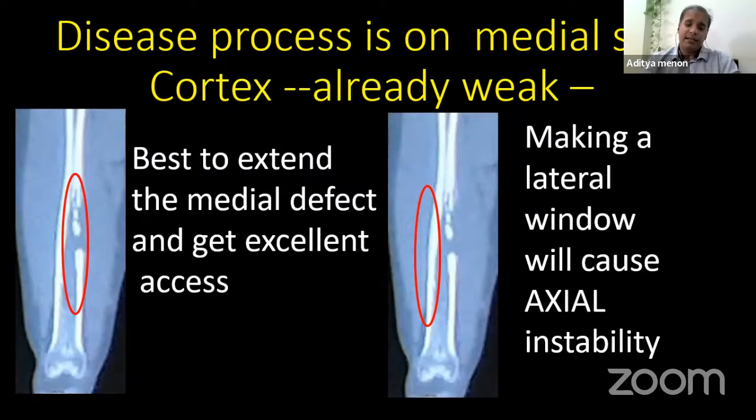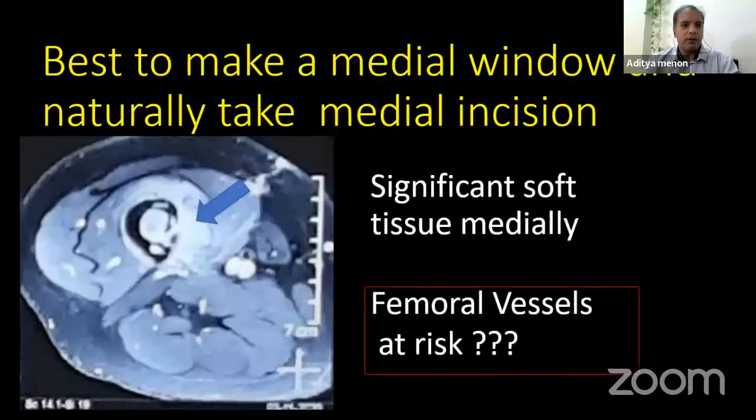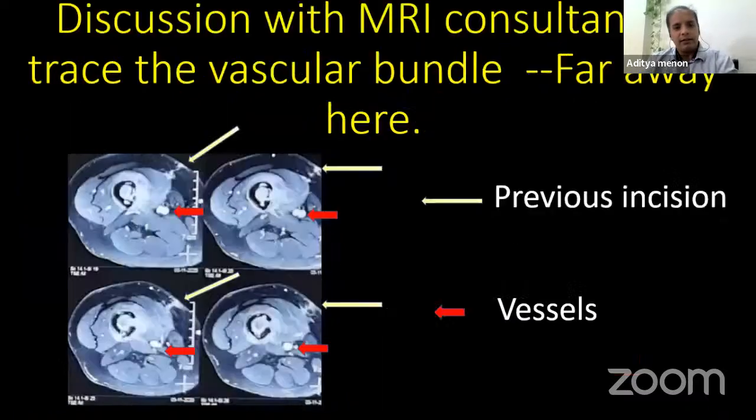And in that case, yes, definitely some kind of fixation would be required, either external or an antibiotic rod. Best was to make the medial window. If you're making a medial window, go in from the medial side. Previous scar was also medially. But as orthopedic surgeons, we always avoid going on the medial aspect of the thigh because the vessels are there.